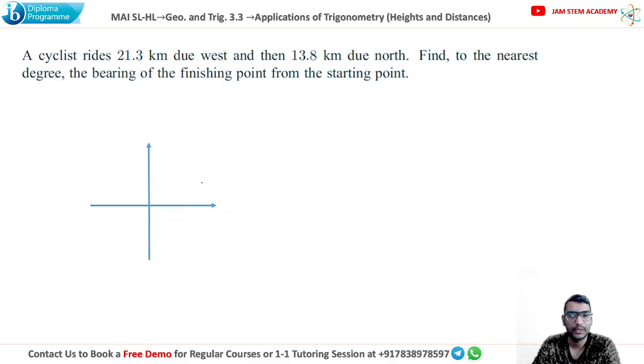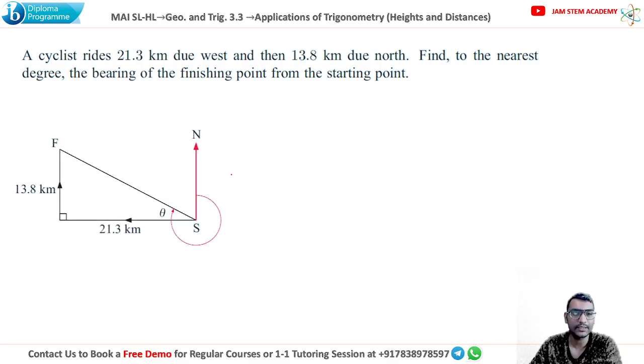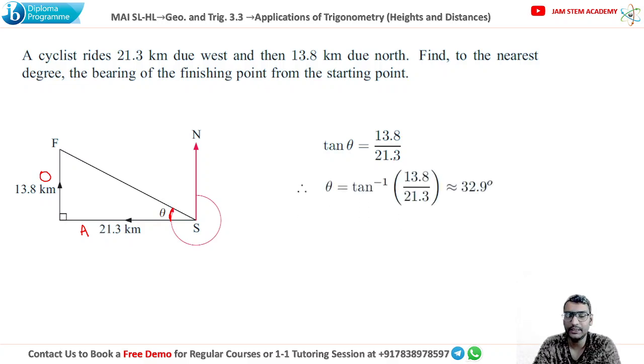Let's solve this one. Here is the diagram. Now let's apply these and find the value of theta. We have to find theta. We have the opposite side and the adjacent side, so we need the relation which involves opposite and adjacent: tangent of theta. So tangent of theta equals 13.8 over 21.3. Use your GDC, and that gives you a theta value of 32.9 degrees.